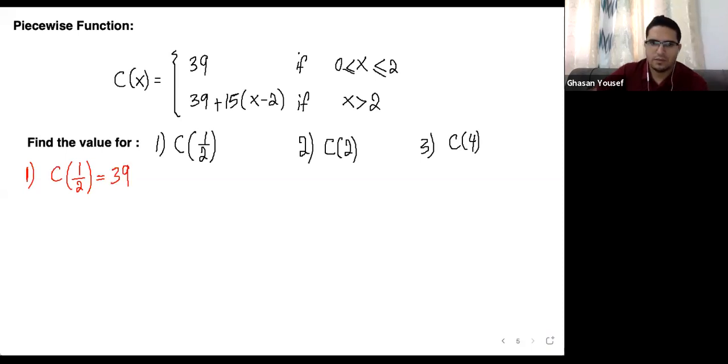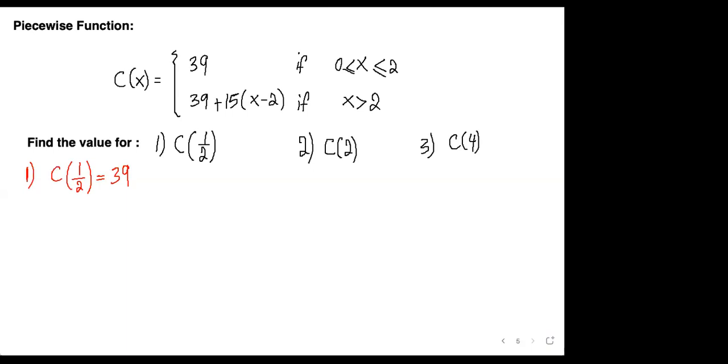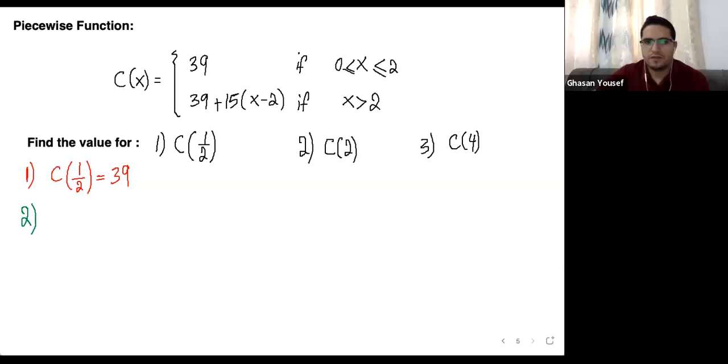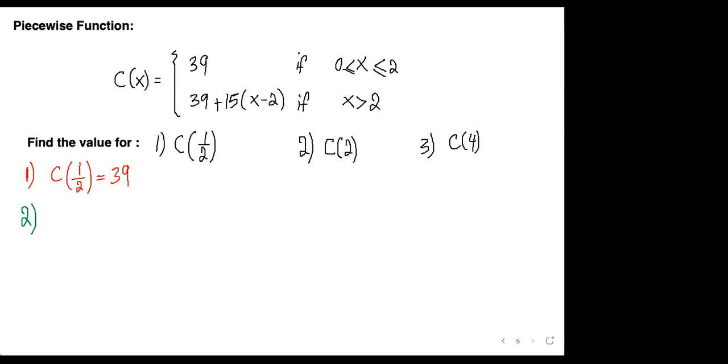Now for the second one, C of 2. Why would half of 39 be 39? Why do you want to use half of 39? The function defined here is 39 only, and the function here is defined as 39 plus 15 times a number, between that. Oh, I got it.